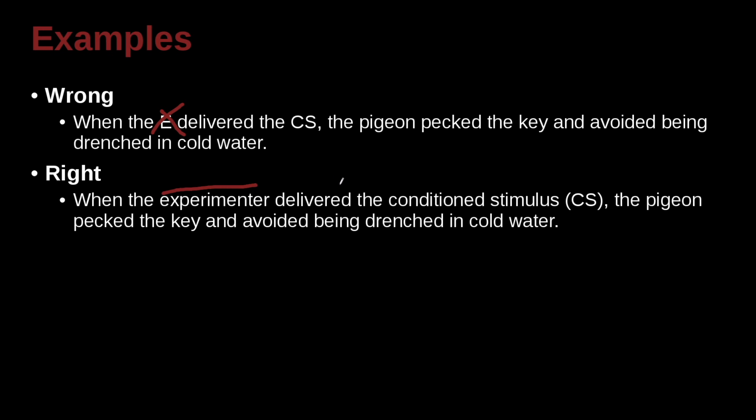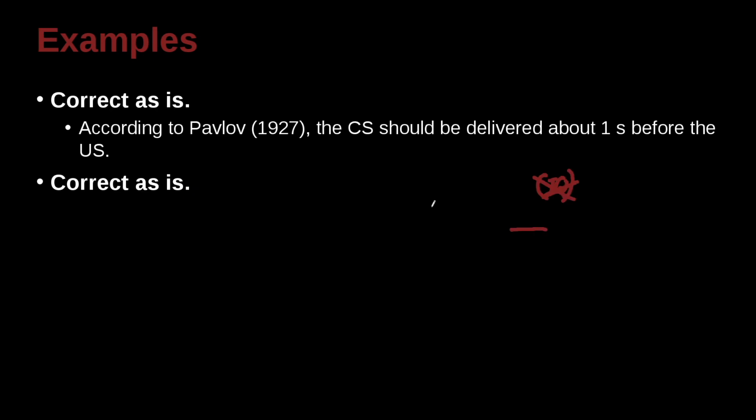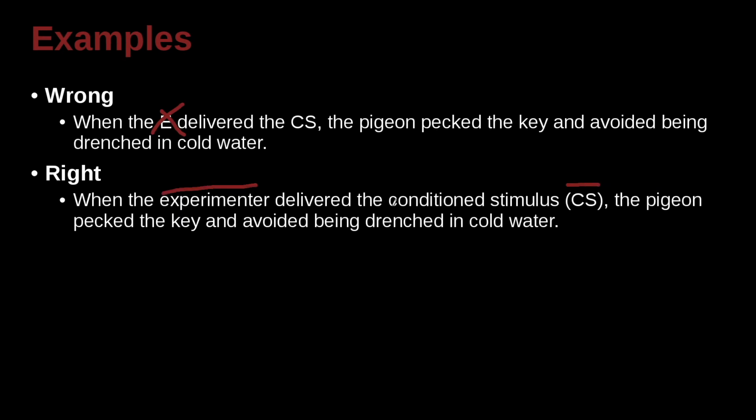And here, when the experimenter delivered the conditioned stimulus, we have the CS inside the parentheses as we're explaining it for the first time. Now we just previously said that it was okay to write it without the explanation. And again, it comes down to, is it common in your area or is it not common? And does your journal want you to write it out or not write it out? So in this case, I've got an example where we've written it out.